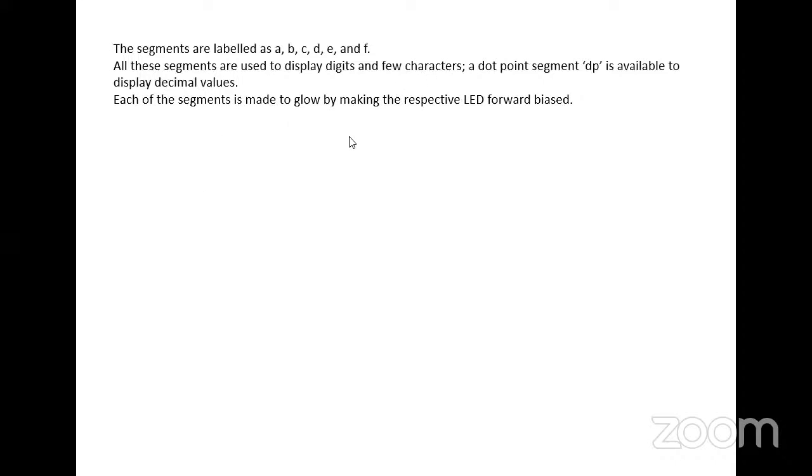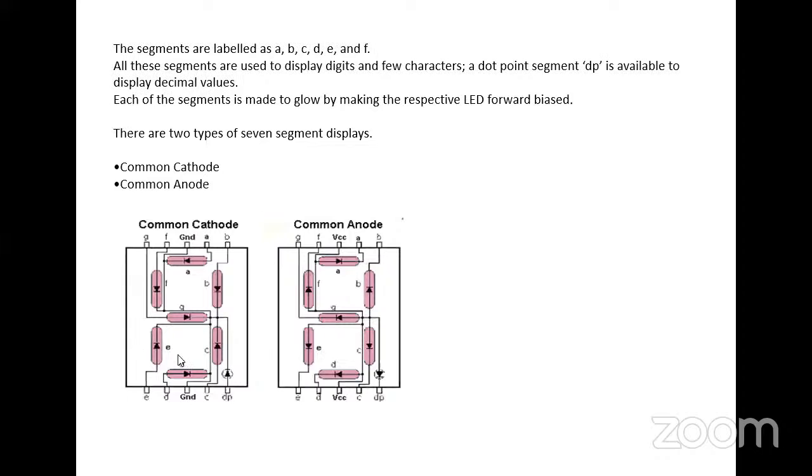Each segment glows by making the respective LED forward biased. An LED is developed with a diode, and if it is forward biased, it will glow. There are two types of 7 segment displays: common cathode and common anode. These are the two connections.